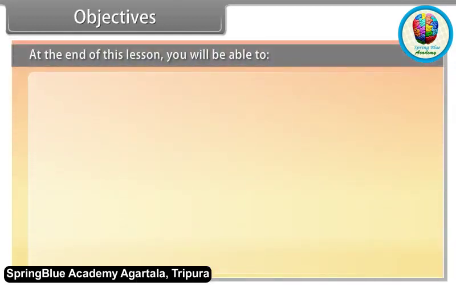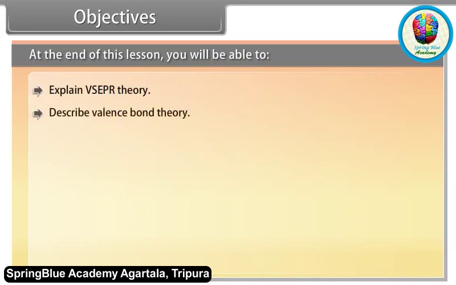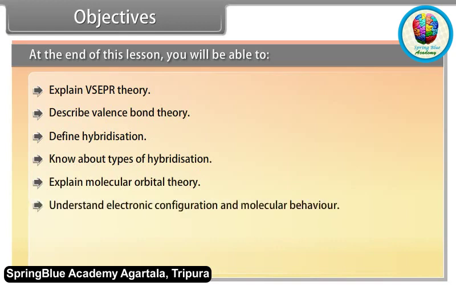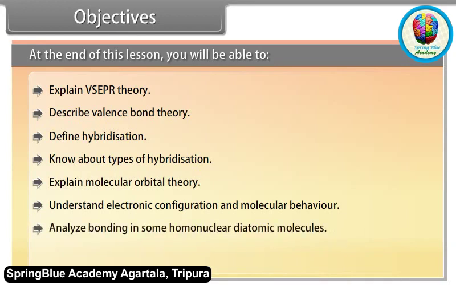Objectives. At the end of this lesson, you will be able to explain VSEPR theory, describe valence bond theory, define hybridization, know about types of hybridization, explain molecular orbital theory, understand electronic configuration and molecular behavior, analyze bonding in some homonuclear diatomic molecules, define hydrogen bonding.